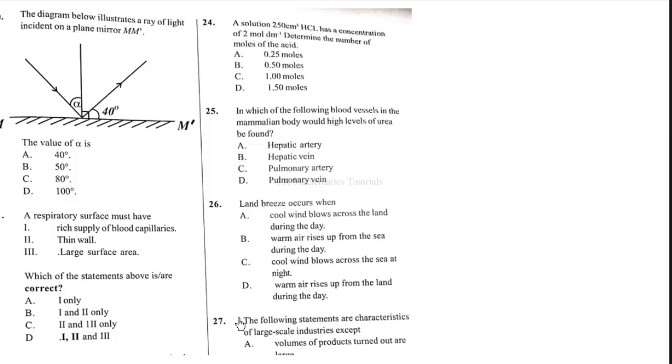The diagram below illustrates a ray of light incident on a plane mirror, M prime. The value of alpha is, okay, so this one, when I calculated it, I had 50. You can even see it, because this is 90 and this must be 50, because 90 minus 40 is 50, and angle of incidence is equal to angle of reflection, so this is also 40. So if this is 40, this must also be 50, because 90 minus 40 is 50.